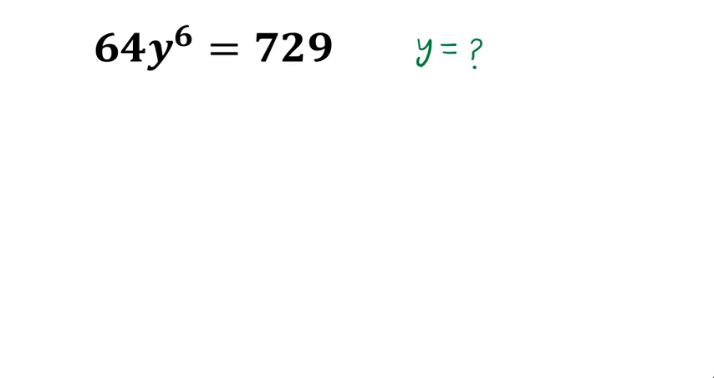Hello students, in this video we are going to solve a nice algebra problem. Here 64 times y power 6 is equal to 729 and our task is to calculate all possible values of y.